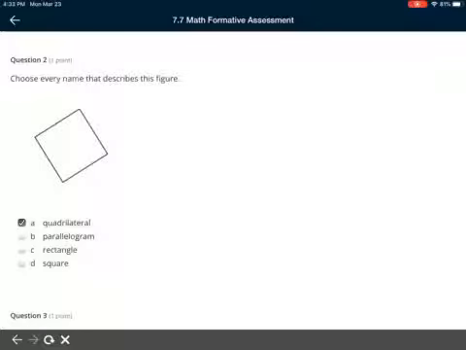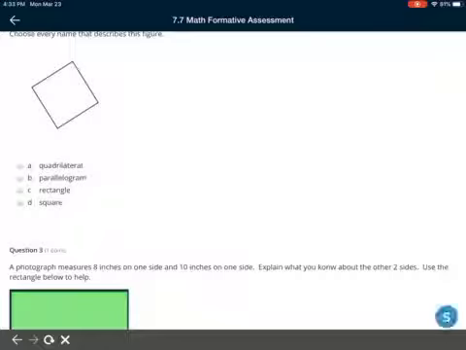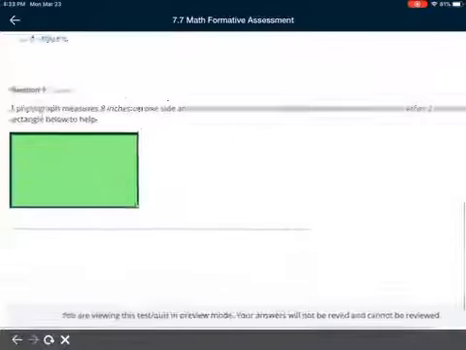So if you think it's just quadrilateral, you'll just check quadrilateral. If you think it's quadrilateral and parallelogram, you'll do both. If you think it's parallelogram and rectangle, you'll do those. If you think it's all of them, you do all of them. Or you can just do 3 of them, whatever you think for this one.